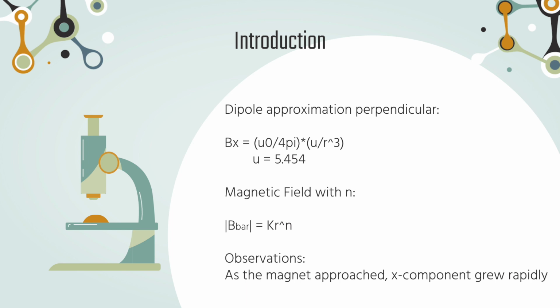Second, I also used the magnetic field equation B equals K R to the power of n in this experiment, which could be better seen on the next slide. And finally, an observation during the experiment was that every time the magnet came closer to the smartphone, the X component of the magnetometer grew very rapidly in accordance with the magnet being moved closer.